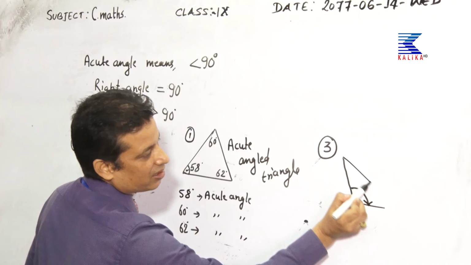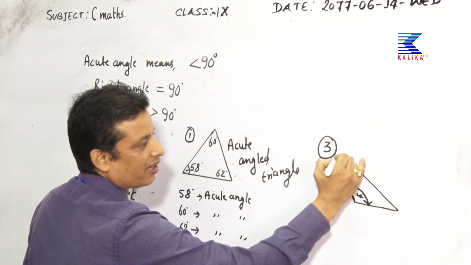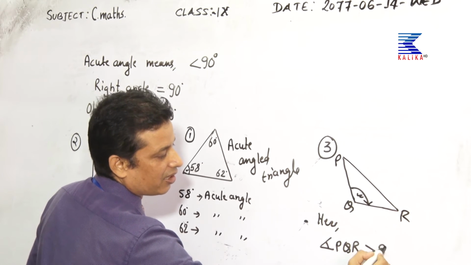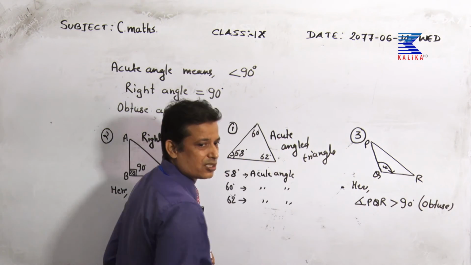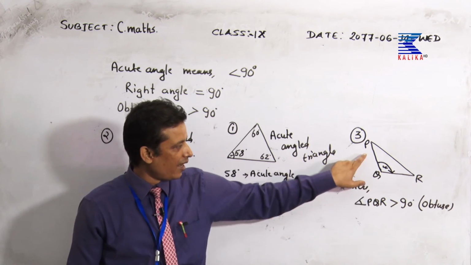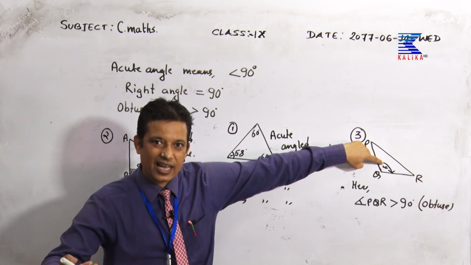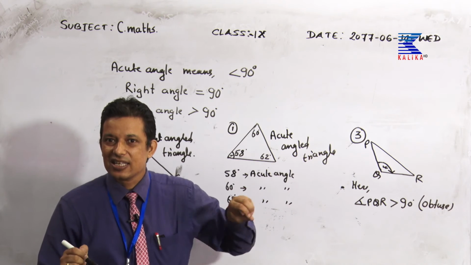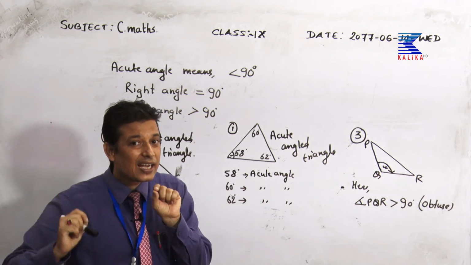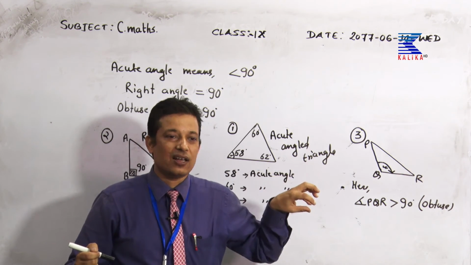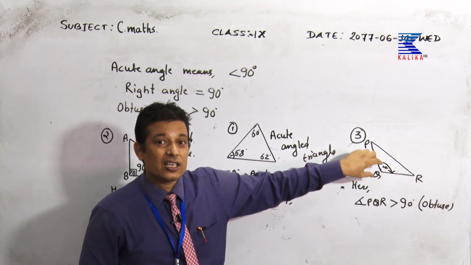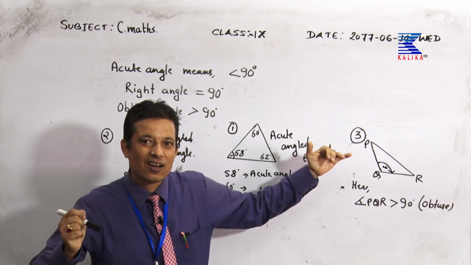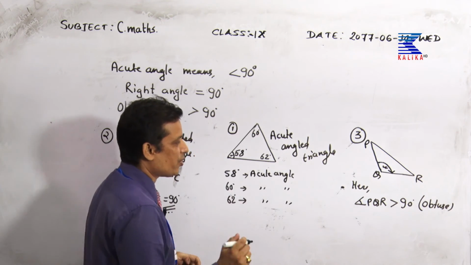Now, if I complete a triangle taking these 2 sides, look, now this angle here is angle PQR. Angle PQR is greater than 90 degrees. So, it is obtuse. So, this triangle PQR, what type of triangle is it? PQR is a triangle that has an angle more than 90 degrees, which means an obtuse angle. This triangle consists of an obtuse angle. This is why this third type of triangle is known as an obtuse angled triangle. Okay?